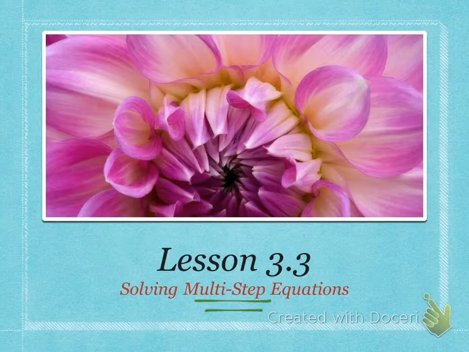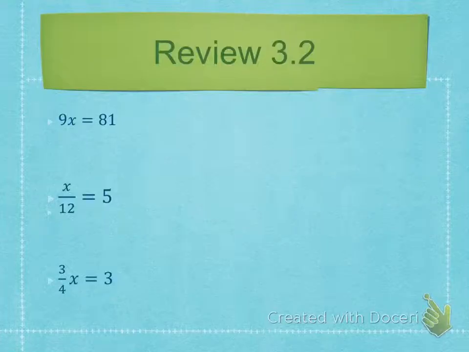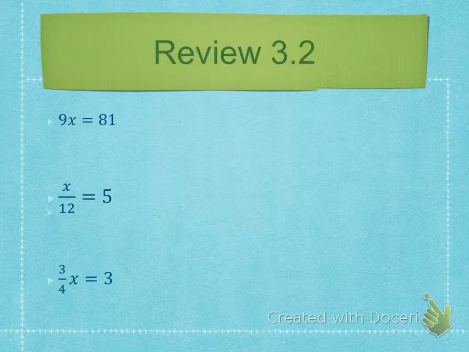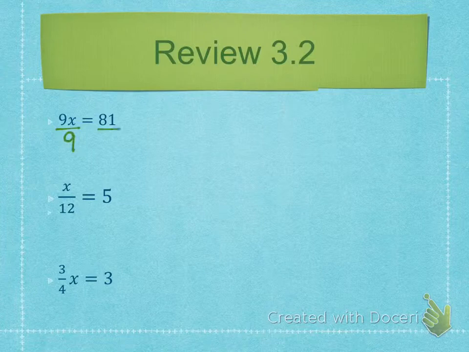All right, so we're going to do just a quick little review. You don't have to write these down. We're just going to do these together in class. All right, Hannah, on this first problem here, in order to solve for x, what would I do? Divide by 9. And again, you don't have to write this down. We're just kind of doing it together. And what would x equal? 9. Okay, so that was our one-step equation, just like what we did.